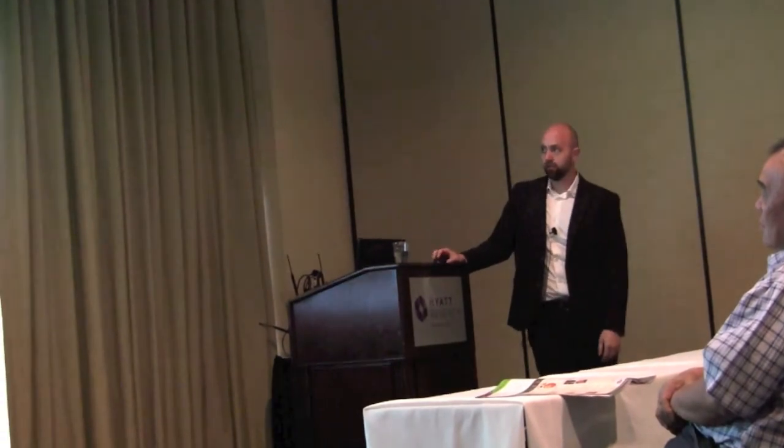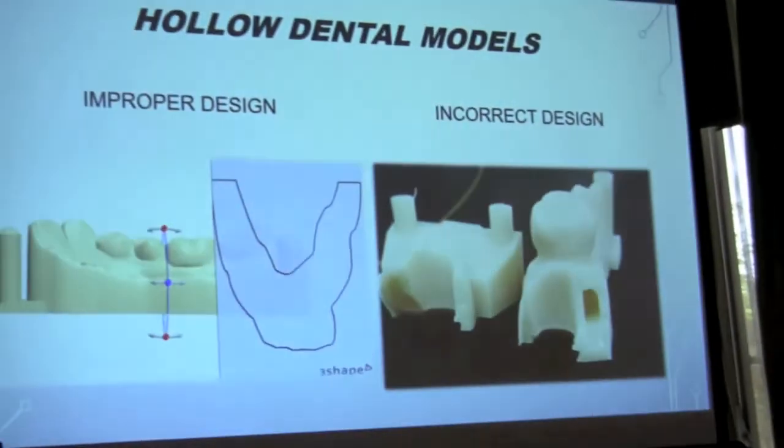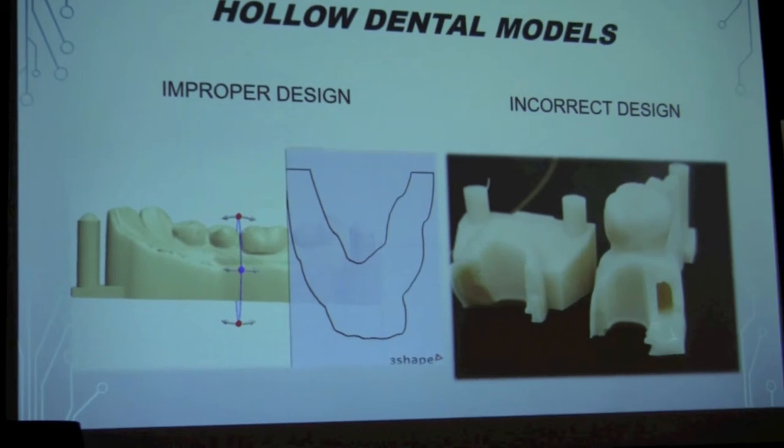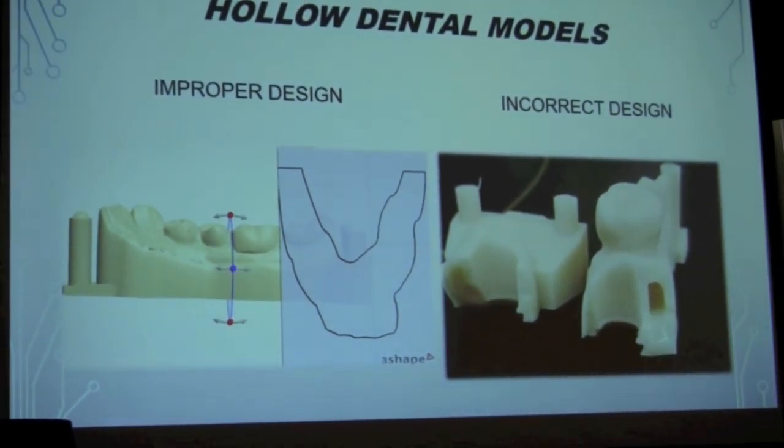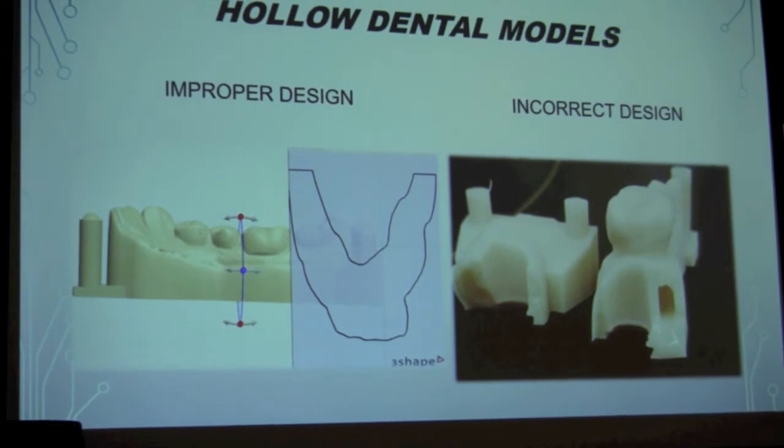So I have a couple photos of improper designs. This one has the variable thickness turned on, but it does not have the drain holes on the side. You can kind of get success with this if you print it.